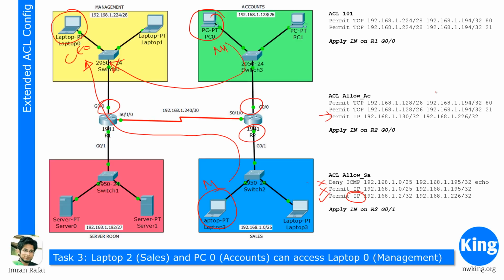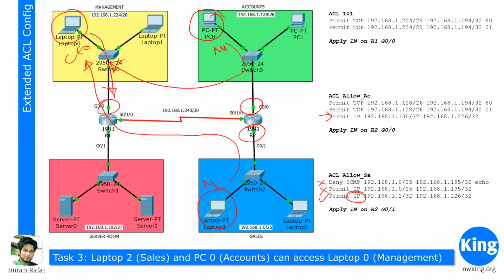So now in this situation, if laptop 2 from sales sends a ping to laptop 0, because of this ACL, it says IP, it lets everything go through. So this traffic, the ICMP echo message, will go to laptop 0. Laptop 0, when it gets the ICMP message or the ping message, it will reply back.